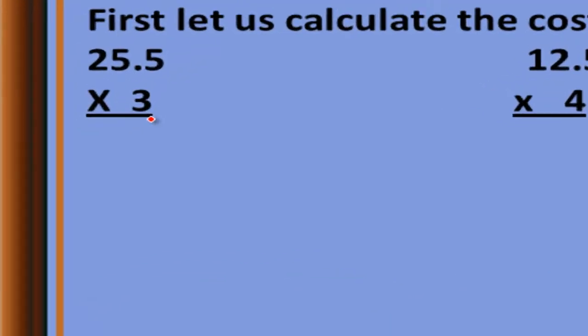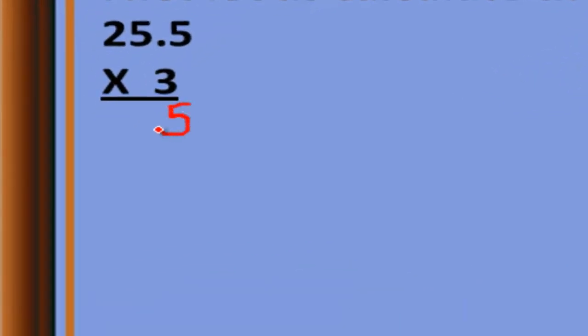3 times 5 is 15. We write 5 here and we put here 1. 3 times 5 is 15, plus 1 is 16. We write 6 and we put here again 1. 3 times 2 is 6, plus this one is 7. After the point of the decimal is one digit, therefore we count one digit from the right and we put here a point of decimal. The payment for the oranges is 76.5 nafa.